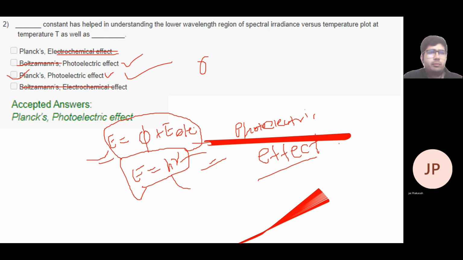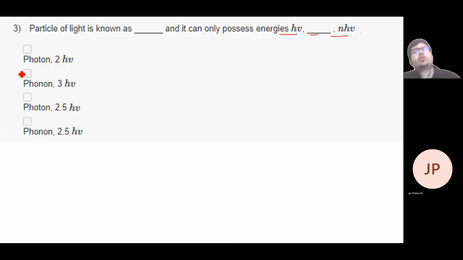Let's come to the question. The particle of light is known as: option 1 is photon, 2 h nu. Photon is correct because we know that the particle of light which has some energy is called a photon. The second is phonon, which we have not covered, so it's not correct. Options B and D are wrong because the particle of light is known as photon. Now we have two choices, with photon in options A and D.